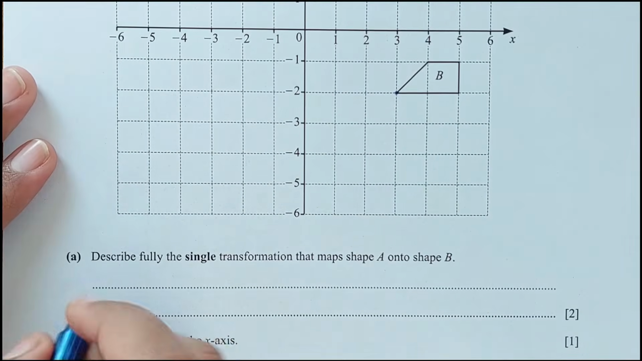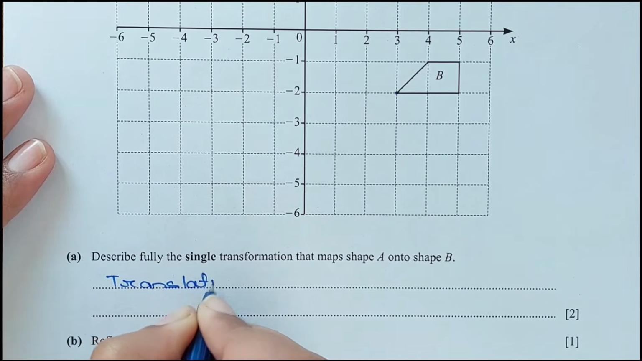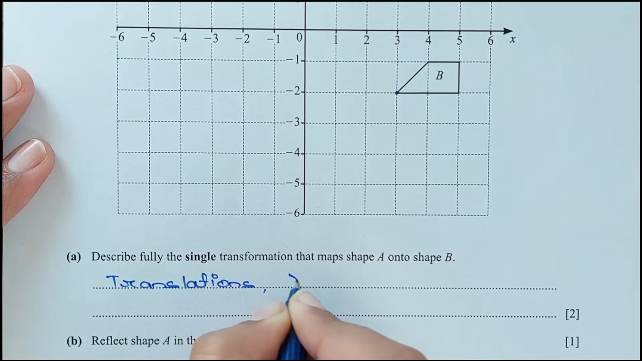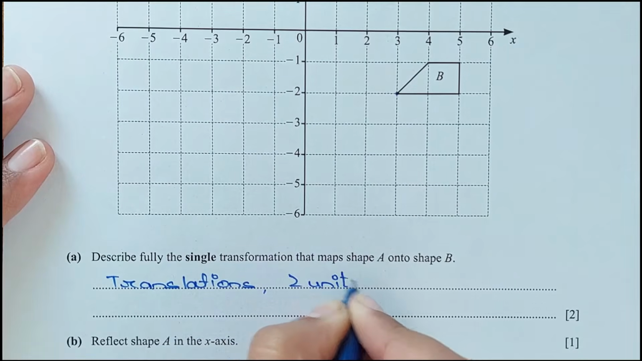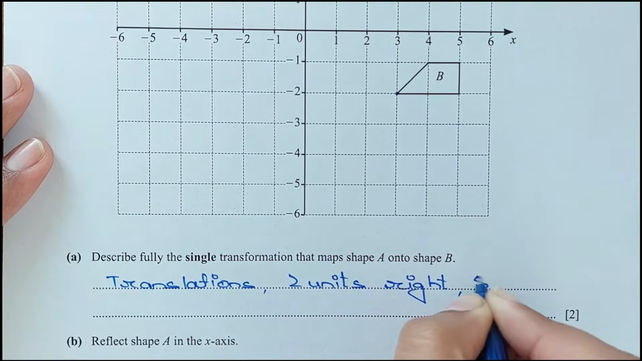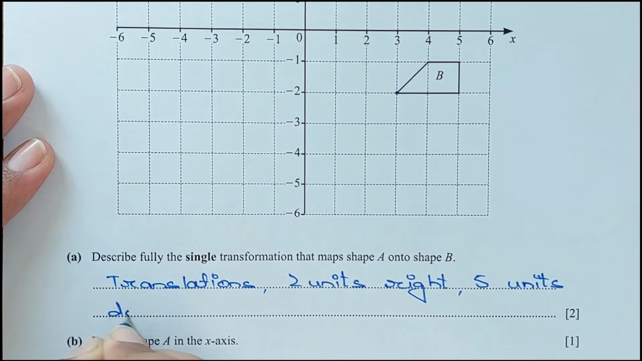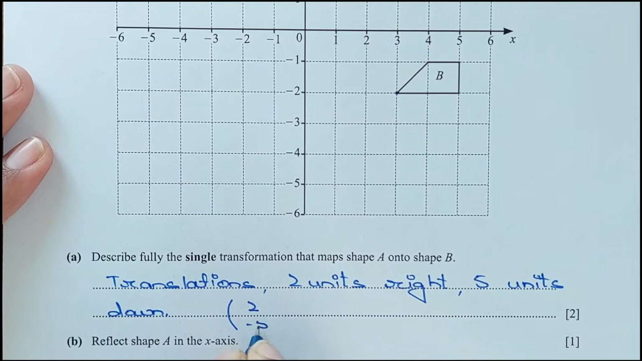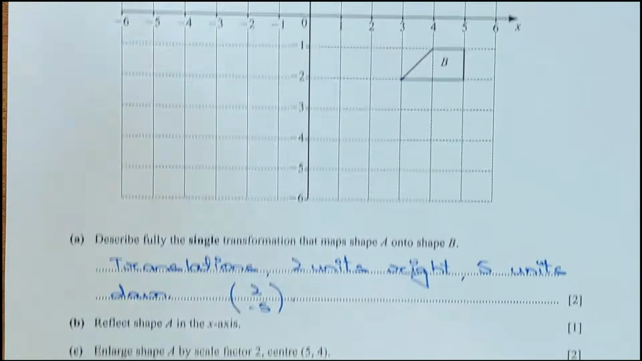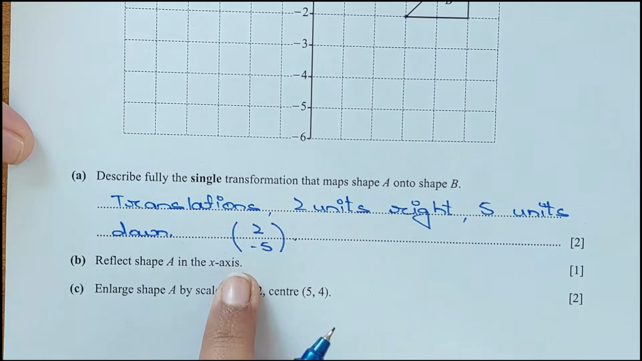So we can say that the translation is 2 units right, 5 units down. So we can write this 2 and minus 5 as a matrix, the translation. Now for part B, reflect shape A in the x-axis.